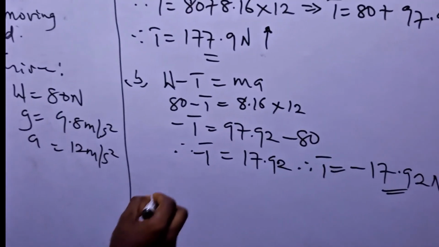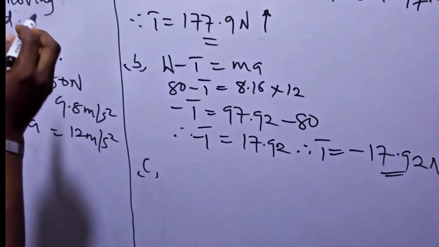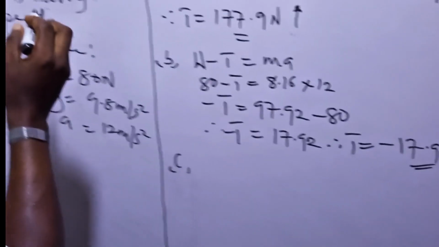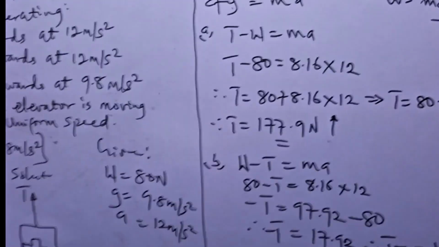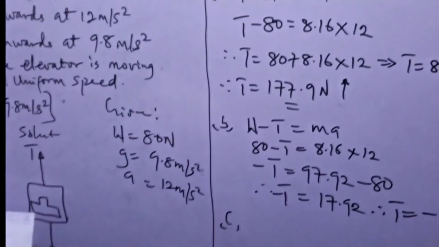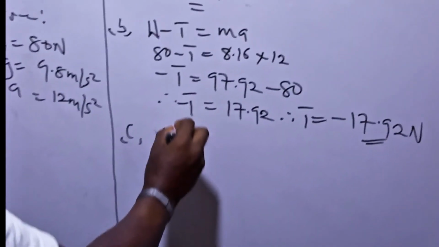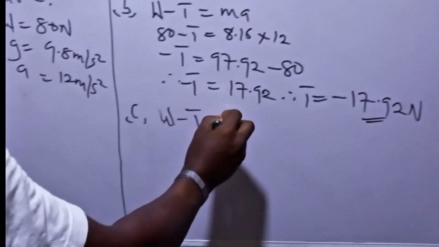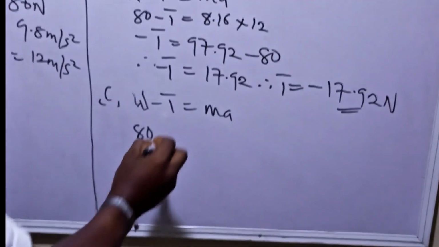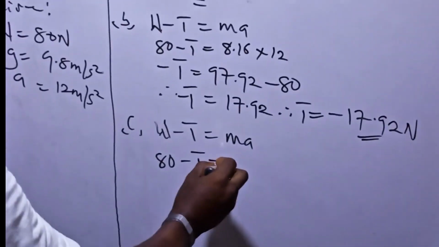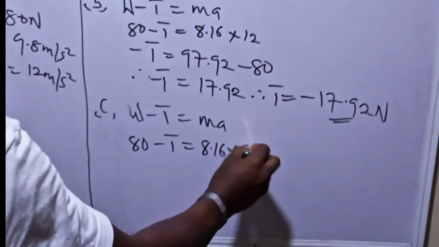Now the C part says, what will be the tension in the rope if the elevator is going downward at 9.8 meter per second square? That is its acceleration. Now the C part, if it's going downward, that means weight is overwhelming tension. Weight minus tension equals MA. Now the weight, as usual, is 80 minus the tension equals 8.16 times 9.8.